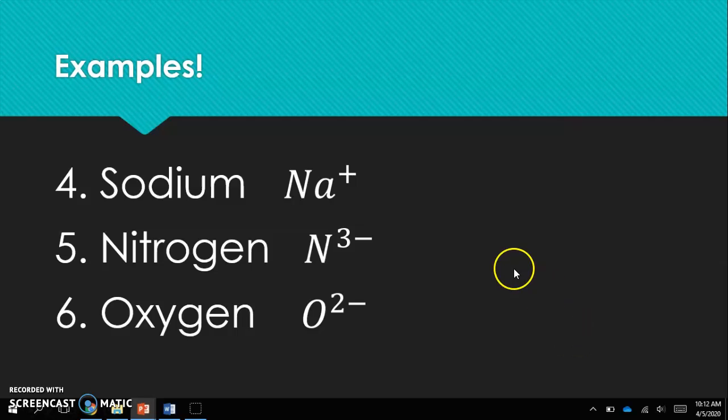Okay? So we've got a sodium cation, a nitrogen anion, and an oxygen anion. Okay? Again, sodium is a metal, so it's going to tend to donate and become positive. Nitrogen and oxygen are both nonmetals. They are going to take on electrons and become more negative.